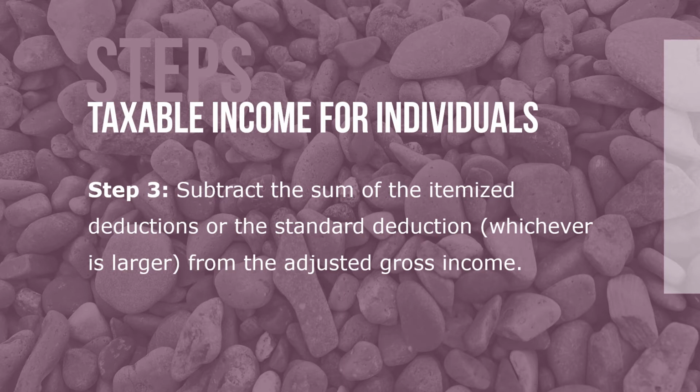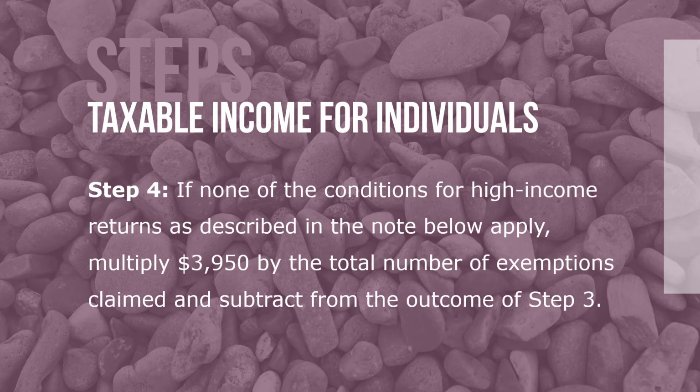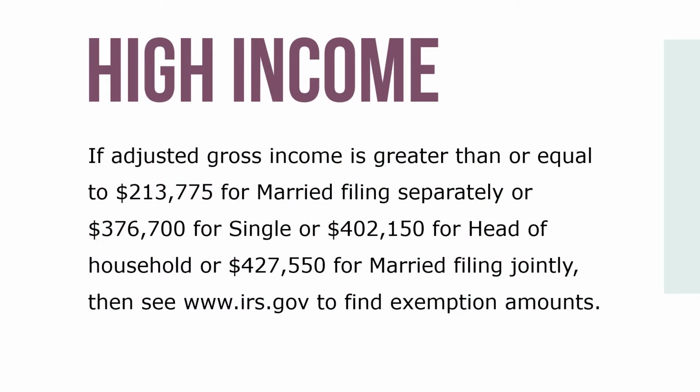Step 3. Subtract the sum of the itemized deductions or the standard deduction, whichever is larger, from the adjusted gross income. Step 4. If none of the conditions for high income returns apply, multiply $3,950 by the total number of exemptions claimed and subtract it from the outcome of Step 3. Here's an important note for high-income returns. If income is greater than or equal to these amounts, see www.irs.gov to find exemption amounts.